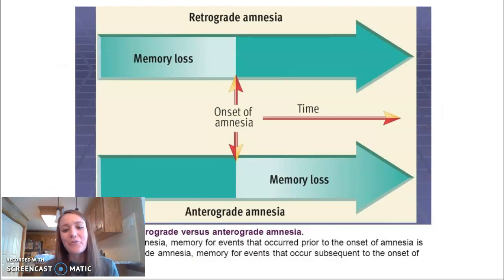Amnesias. Retrograde amnesia is having lost memory of the past, but remembering whatever the traumatic event was. You're able to make new memories, but you can't remember the old memories. If the traumatic event happens and you are not able to make new memories, but you can remember everything in the past, that would be anterograde amnesia.